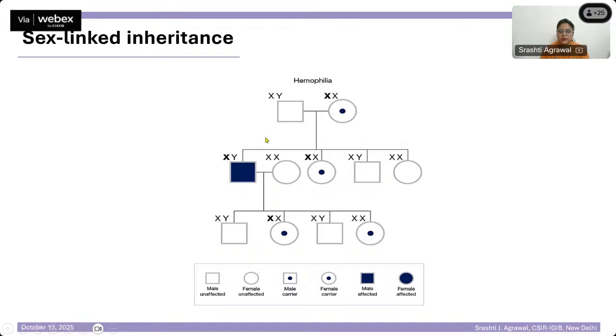So even in this, the males have a higher probability of manifesting the disease because they only get one copy of the X chromosome, and that is also from their mother. So if the mother has one copy mutated, then there is a 50% chance that the progeny male would be affected.